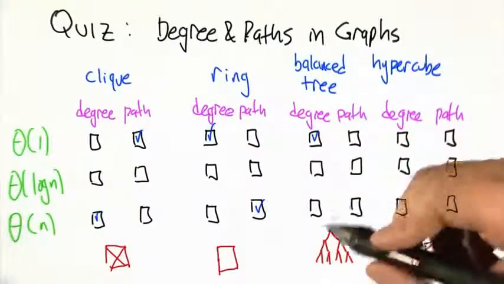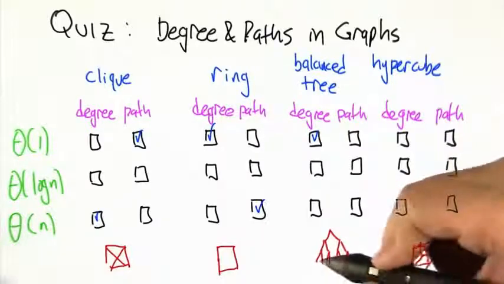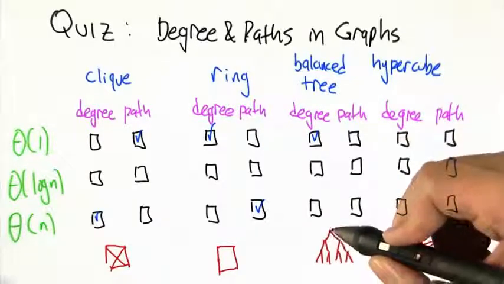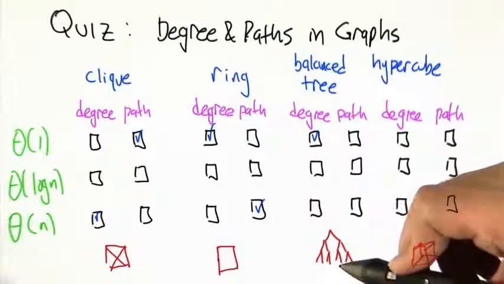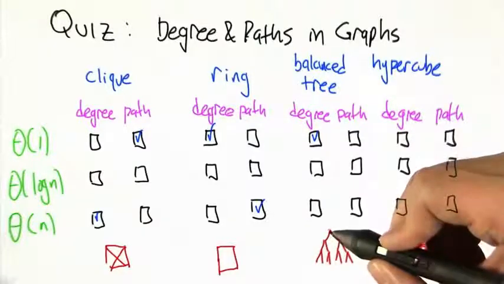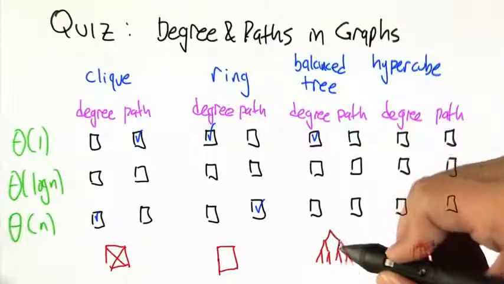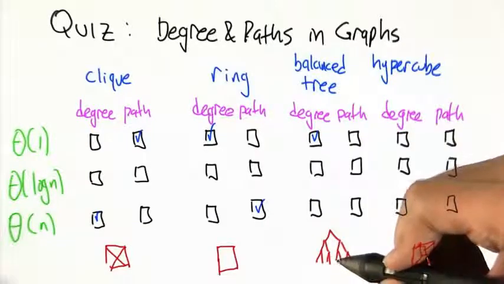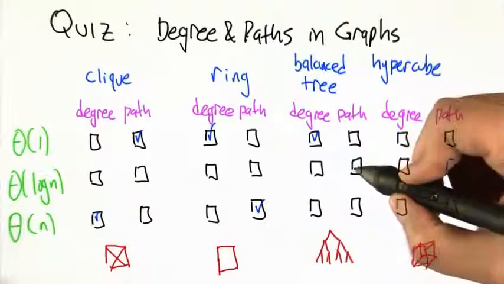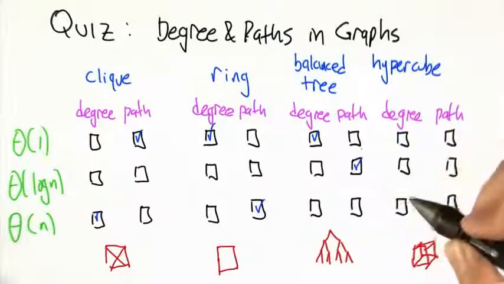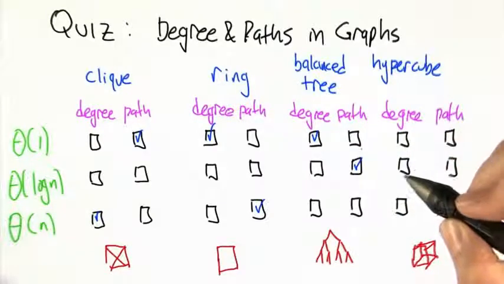But let's look at the path length. Any node can get to any other node by going up to the root and then back down to the other node you want to get to. Getting up to the root takes logarithmically many steps, and then going back down also takes logarithmically many steps. So it's like 2 log n. So that's actually a pretty short path for a big graph. It's not that many hops you have to make to get to where you're going.